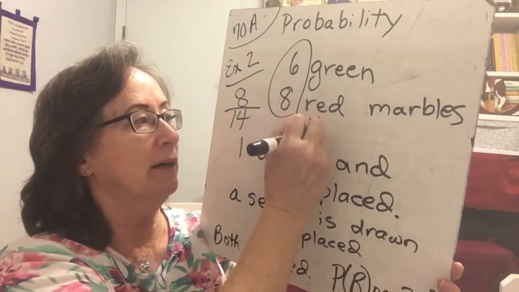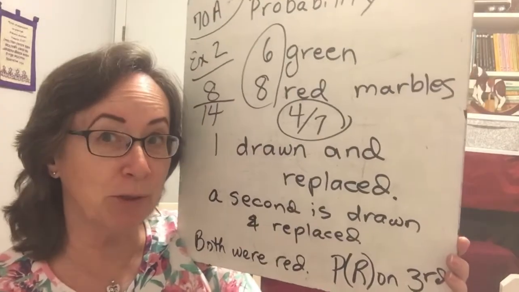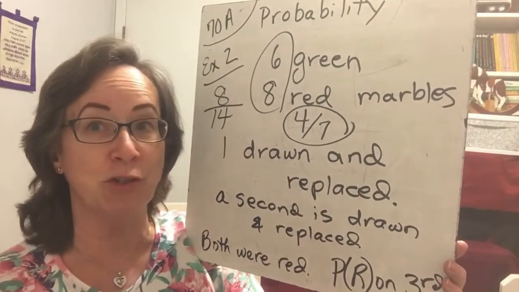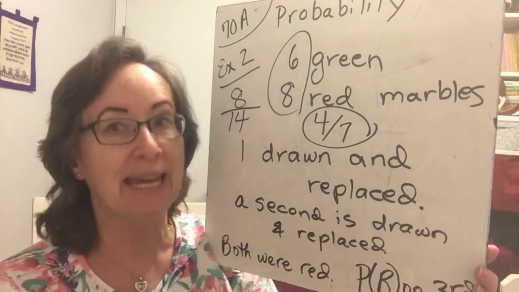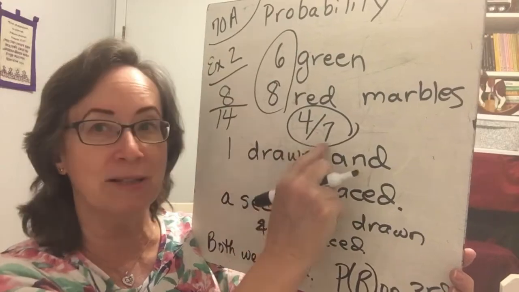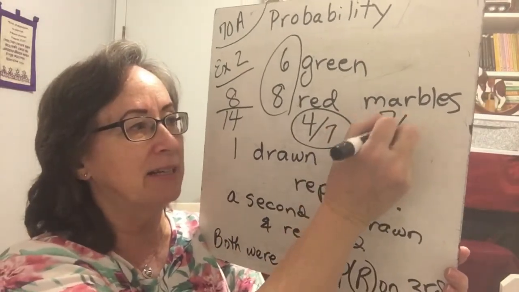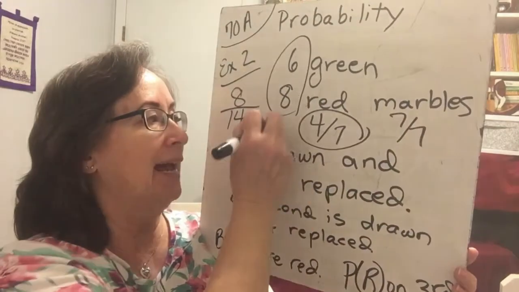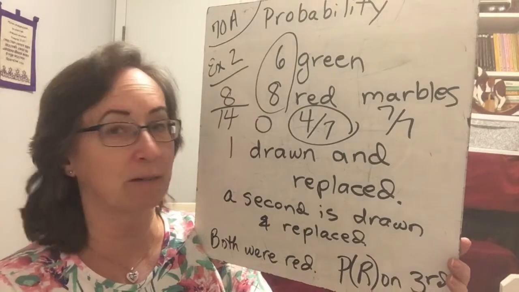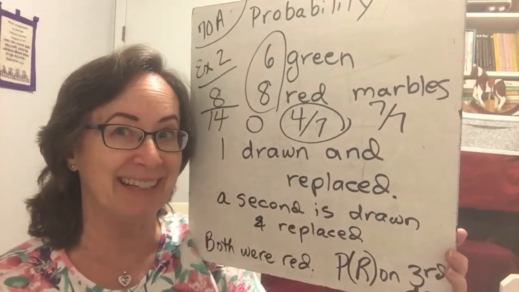So 4/7 is the probability that we will draw a red the third time, because the other 2 marbles were replaced and the draws are independent of each other. And isn't 4/7 in between 0 and 1, because 7/7 would be 1 and 0 would be 0? Okay, so 0/7 and 7/7, isn't 4/7 in between?